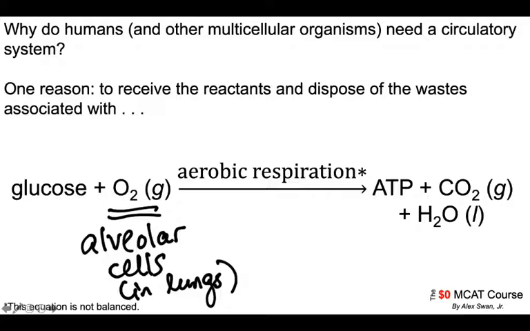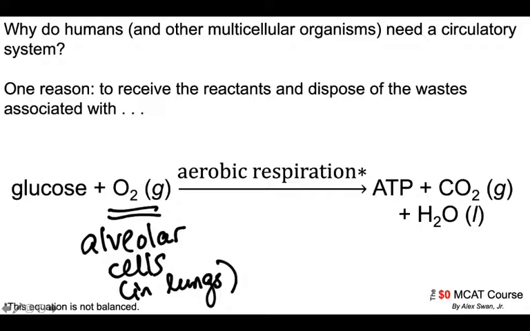But what about the other cells in our body? What about cells in our brain? What about cells in our skeletal muscle? What about cells in our digestive tract, etc.? These cells also need oxygen to survive, but they're nowhere near the lungs, so they're not going to get the oxygen that they need, right?